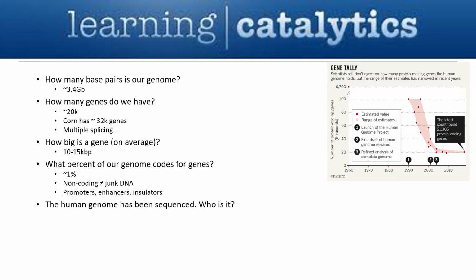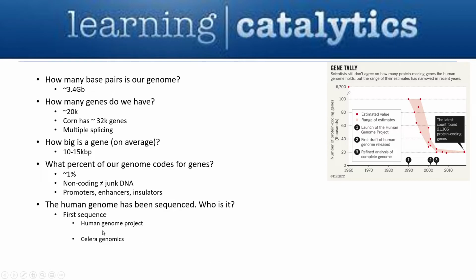The human genome has been sequenced. Who is it? We've talked a lot about these questions. They've been answered by us sequencing the genome for the first time. But human genome being sequenced, is it one person? Is it multiple people? And here's where we're going to delve a bit into the history. It's important to understand the historical context of some of these discoveries.